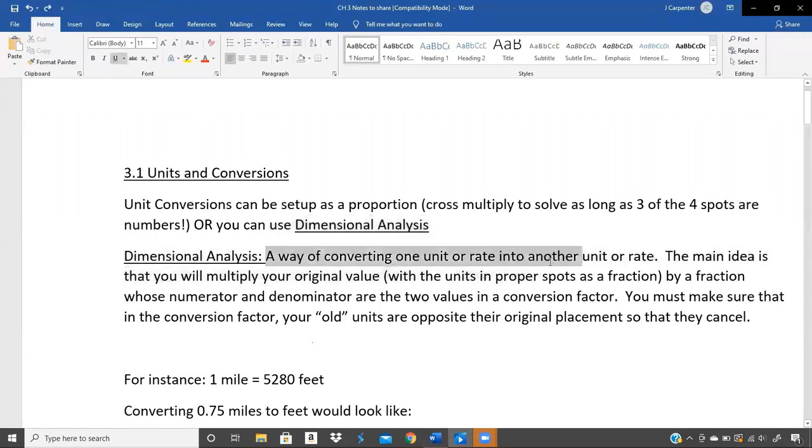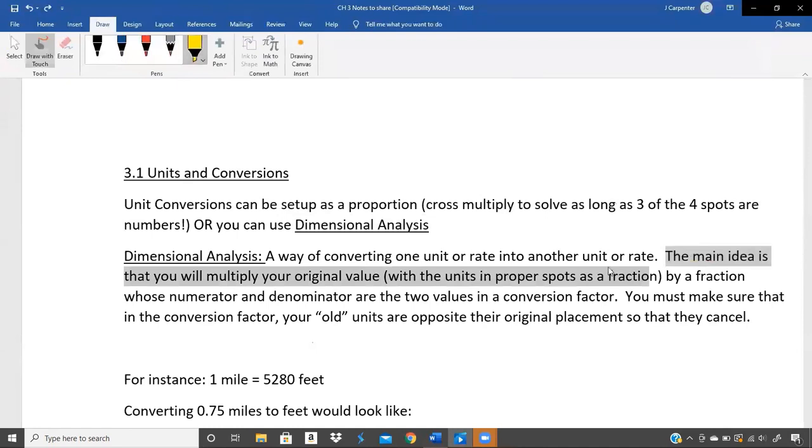So it's a way of converting from one unit or rate into another unit or rate. Rates are just types of units, but they're fractions. So the main idea behind dimensional analysis is that you multiply your original value with the units in the proper spots as a fraction. So what I mean is, if I was converting miles to feet, if I had 3 miles, I write 3 miles. I do not just write 3.